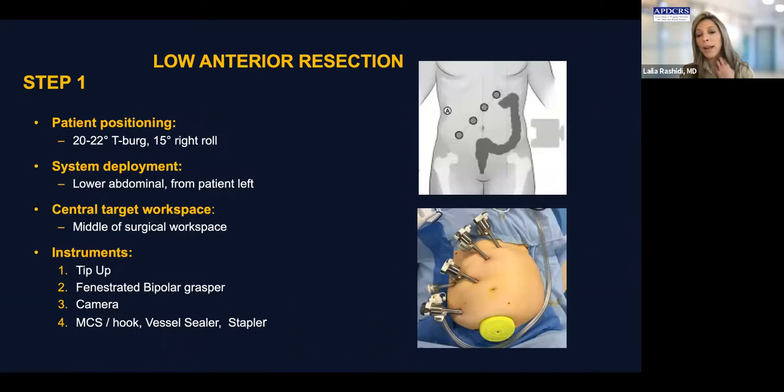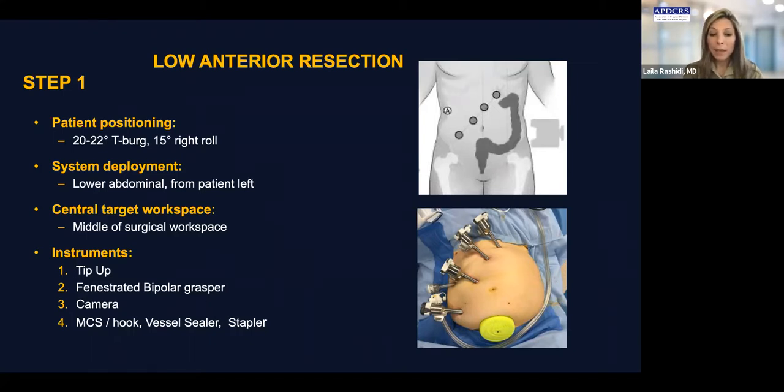This is a patient that I'm extracting from a Pfannenstiel. We place the patient about 20 to 22 degrees Trendelenburg, and I usually roll the patient to the right side, about 14, 15 degrees. You want to target the mid portion of where you're working. So if you're doing splenic flexure and going down to the rectal portion, you want to be in the descending colon.